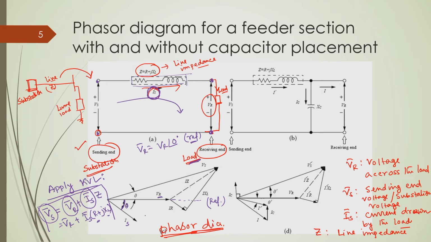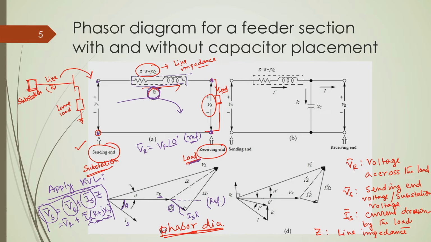So, I s will be that, and now when we get this I s, I need to find the line drops, which have two components: one is I s multiplied by R, and another is I s multiplied by j x L. And as you know, I s multiplied by R will be in phase with this I s. So this is drawn in phase; this is the drop which represents I s multiplied by R.